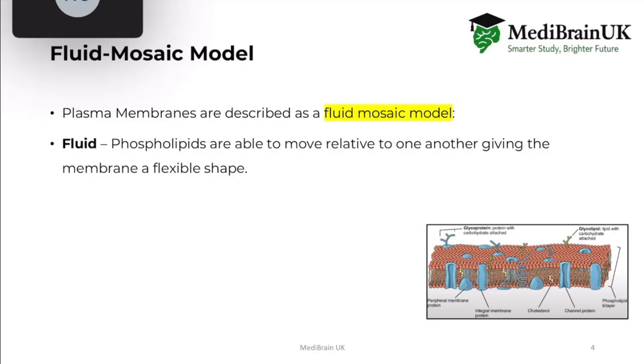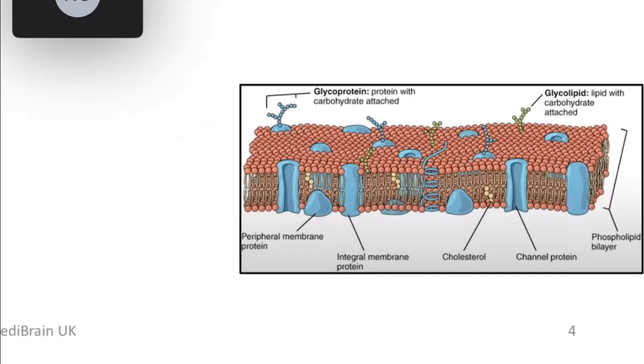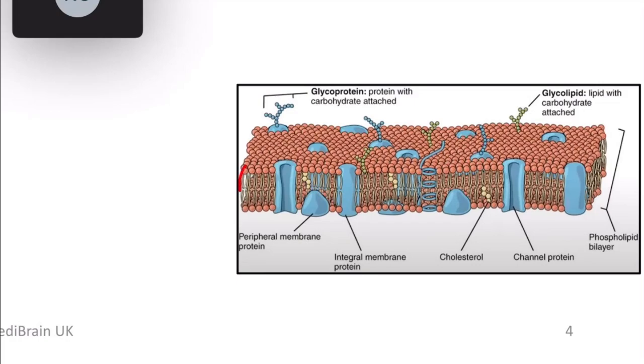And the reason why it's described as being fluid is because the phospholipids, which are lined against each other, we looked at a diagram then as well, but as you can see, can you see these are phospholipids? Each individual line is a phospholipid.